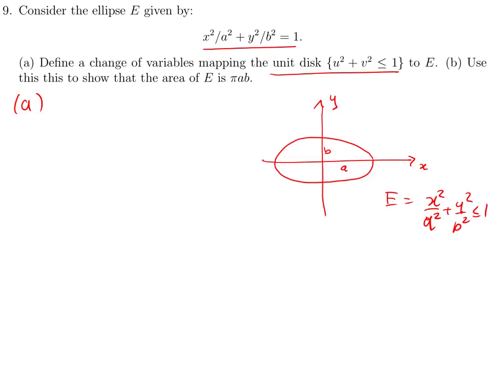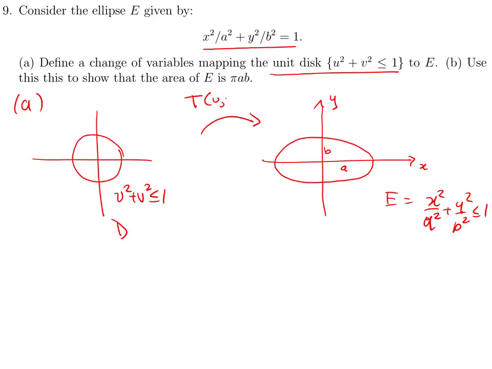And what we want to do is find a mapping that maps a disk in the UV plane, called D, to E. So the natural thing to do here is to just map the boundary. This is a transformation T of UV equals XY. And we want to find something that maps this circle to this ellipse, and it's natural what to do from looking at the equations.